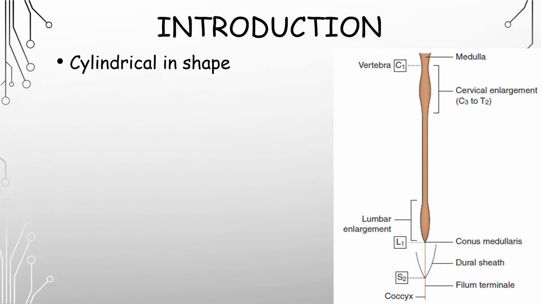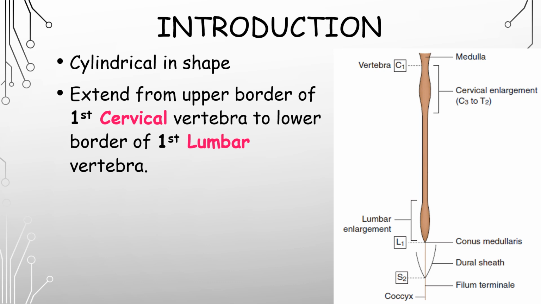Introduction. So we know that the spinal cord is cylindrical in shape. It extends from the upper border of the first cervical vertebra to the lower border of the first lumbar vertebra. At the upper end, it becomes continuous with the medulla oblongata, and at the lower end, it is called the conus medullaris.